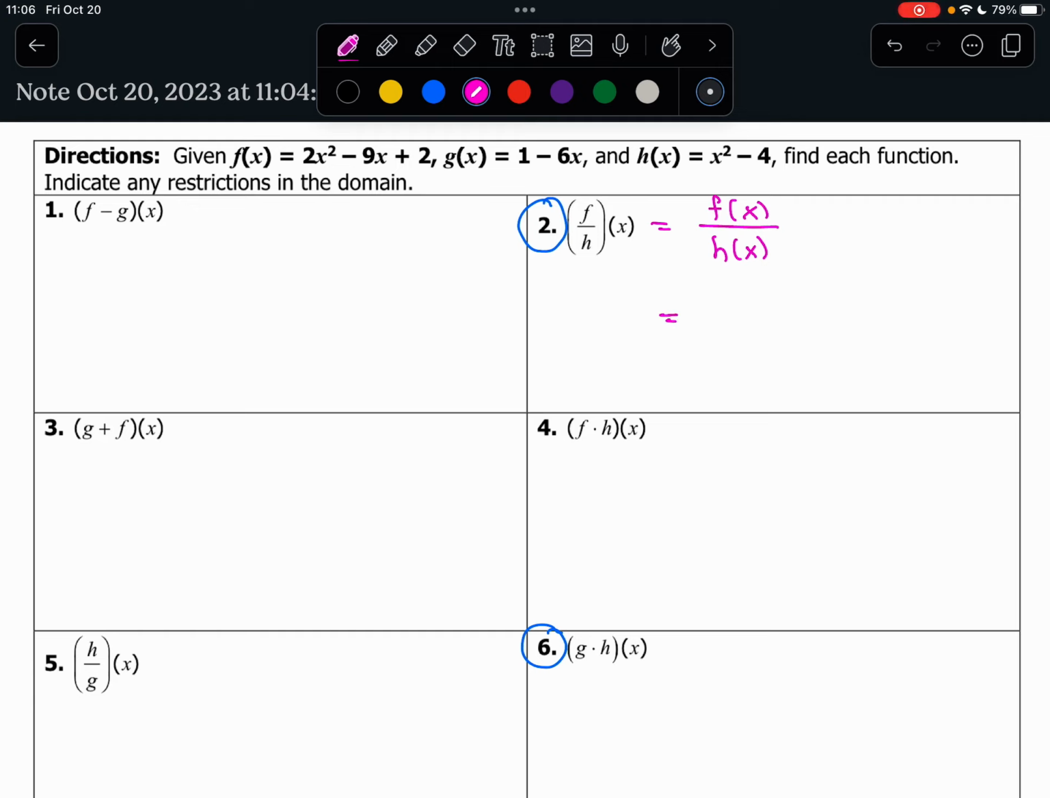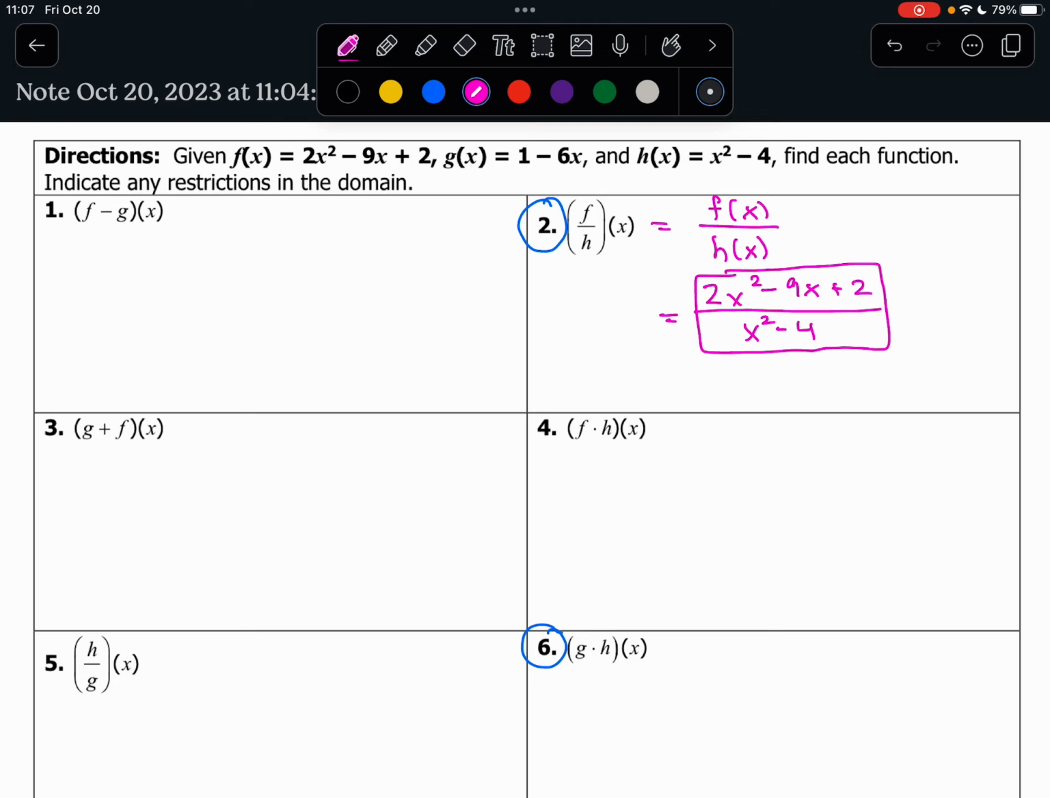So for number 2, f of x is 2x squared minus 9x plus 2. Okay, so that's f of x, and we just write that in. And then h of x is x squared minus 4. Basically, at this point, you can't really simplify it. We could do division later, but at this point in time, we're not really doing that. So yeah, that's it. That is actually the simplified answer that we'll take for number 2.